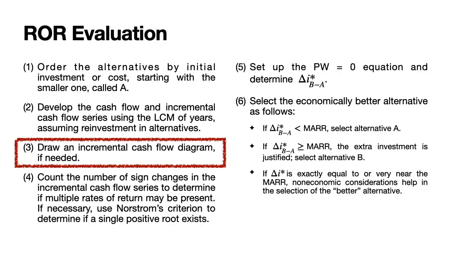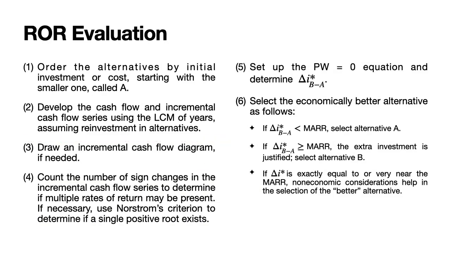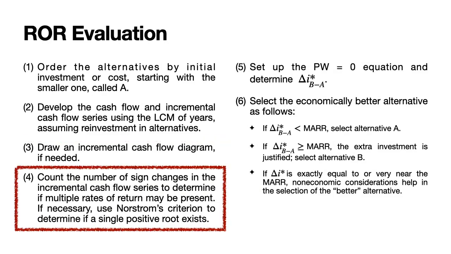In the third step, we draw an incremental cash flow diagram. On the fourth step, we count the number of sign changes in the incremental cash flow series to determine if there are multiple values of rate of return. If necessary, we can also use the Norstrom criterion or test 2 to determine if a single positive root exists.